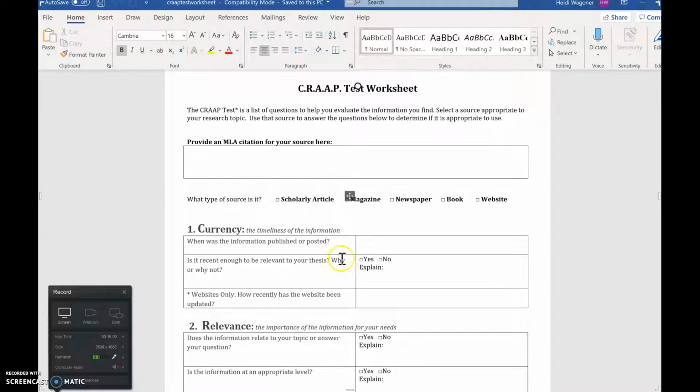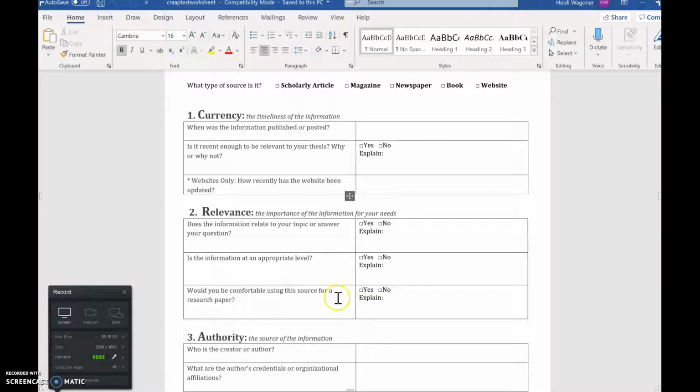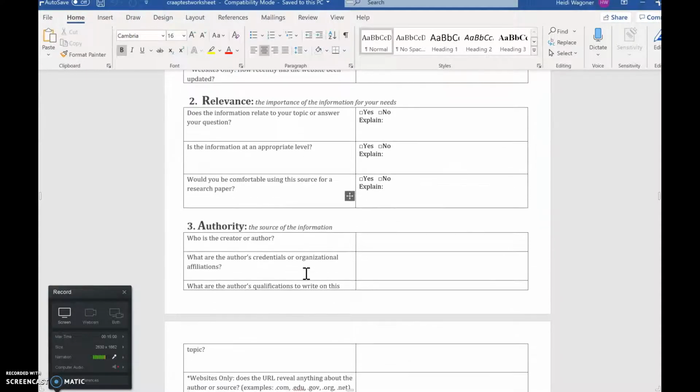You're going to tell me what type of source it is. Current, right? When was the information published? Is it recent enough? Then you tell me why. Relevance: does the information relate to your topic? Explain. Is it the appropriate information at the appropriate level, right? For college level students, is this a complicated dissertation? Kind of talk to me about it.